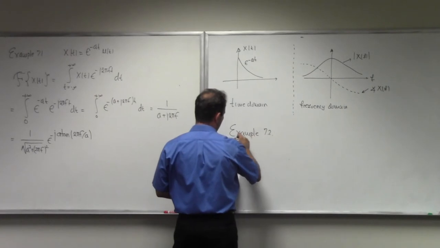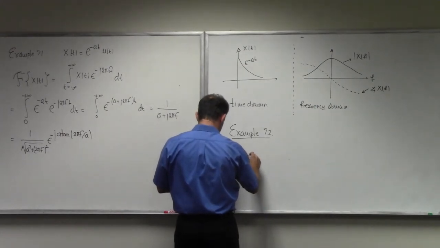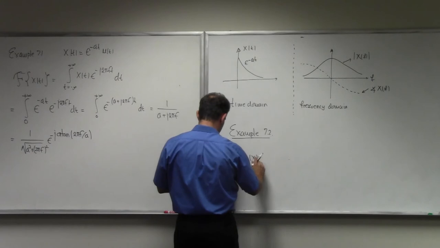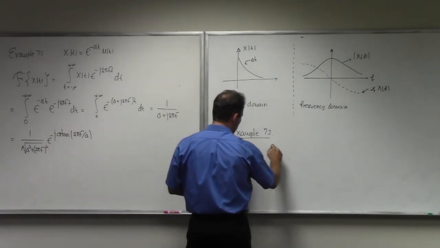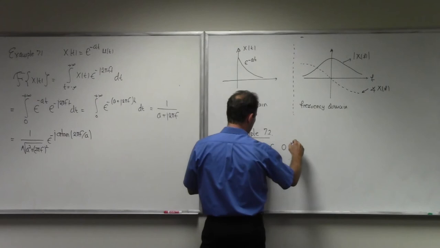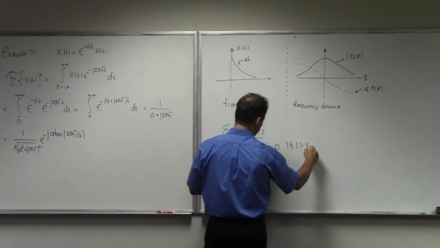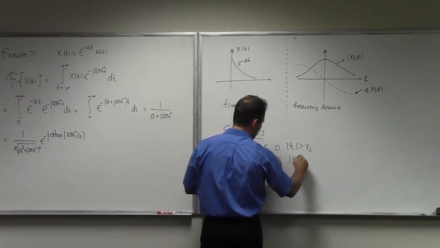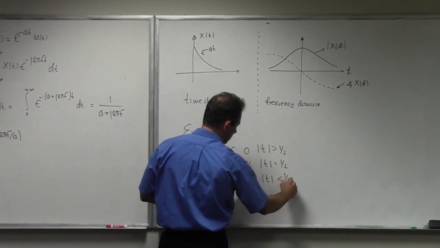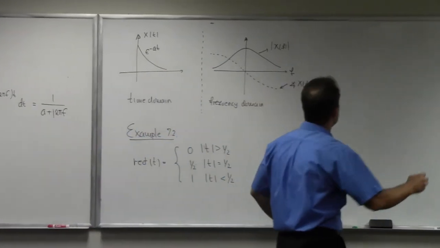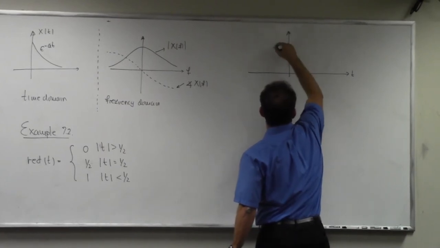This is example 7.2. I'm considering a signal rect of x, I guess, here, or let me say rect of t to be consistent. This rect stands for rectangular, and this is defined as 0 when t is larger than 1/2. It is 1/2 at t equal to 1/2. And it is 1 when the magnitude of t, or absolute value of t, is smaller than 1/2. It seems complicated, but it is nothing really fancy. It's just a square pulse that is centered around the origin.